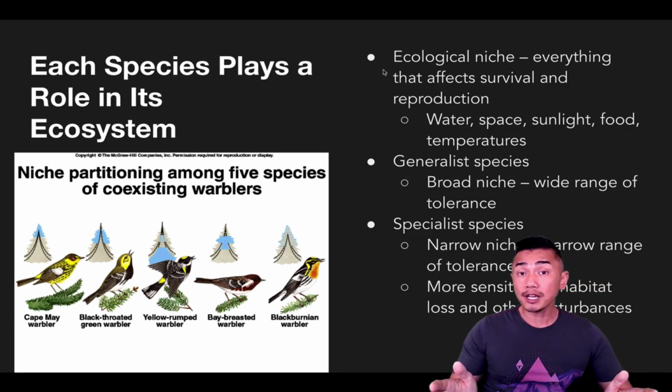Organisms that have a wide range of tolerance and can handle a lot of different conditions are called generalist species and are said to have a broad niche. Organisms that have a narrow range of tolerance and can't handle a lot of different conditions are said to be specialist species and have a narrow niche. Specialist species especially tend to be sensitive to habitat loss and other disturbances in the environment.